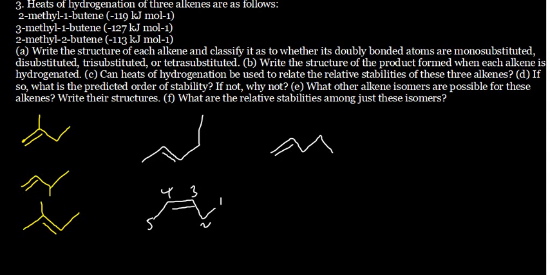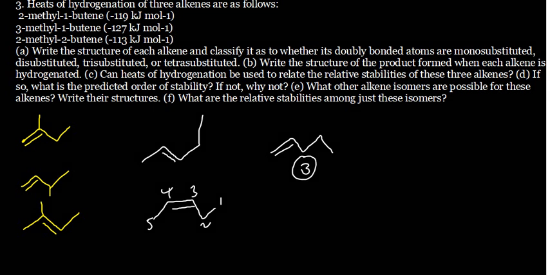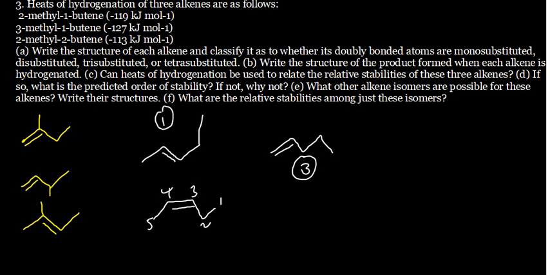What are the relative stabilities among just these isomers? So what would be the stability of these isomers that we've written here? Now from what we are able to deduce, this one is going to be the least stable. Why? Because it is a monosubstituted. So this is going to be the third one. And we know that generally the trans is more stable than the cis. So that would be the first, second, and then third, like that.